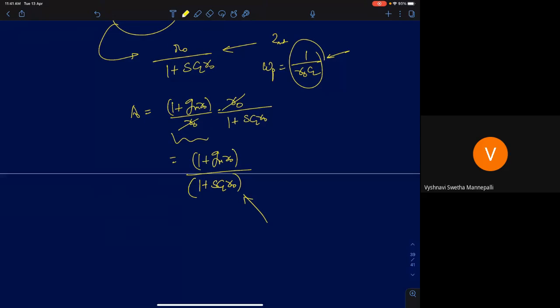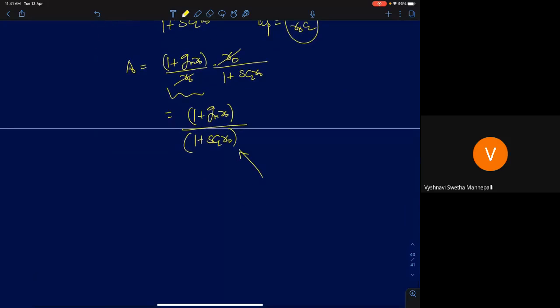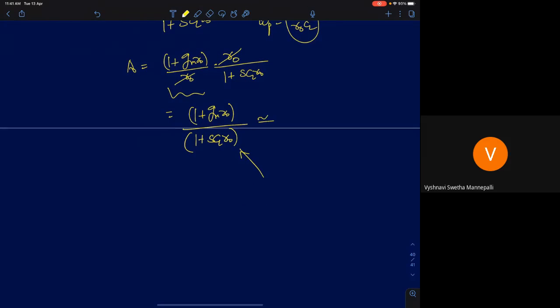Okay, so the DC gain times the pole. Now I can very closely approximate this to GM R naught upon 1 plus S CL R naught. Okay, generally GM R naught is much greater than 1. So if I ignore the 1, I can approximate it to this.